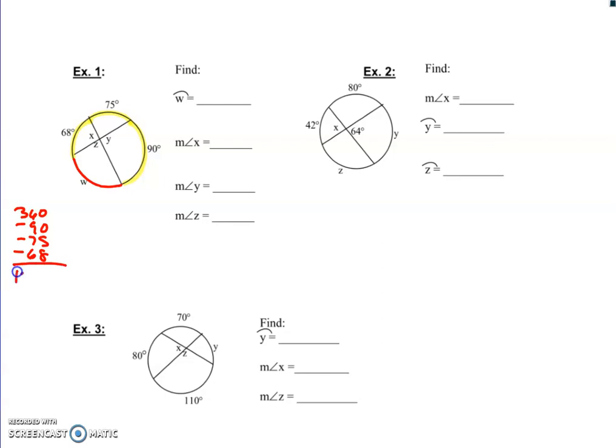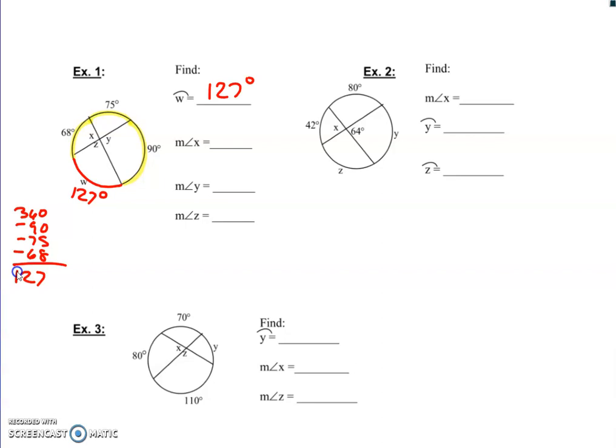So that equals 127. That's this arc here. That's w. I got that part. Now with the intersection in the middle, I'm going to apply the formula we just learned just one time because I know I have vertical angles and supplementary angles. So I don't care which one we find first.